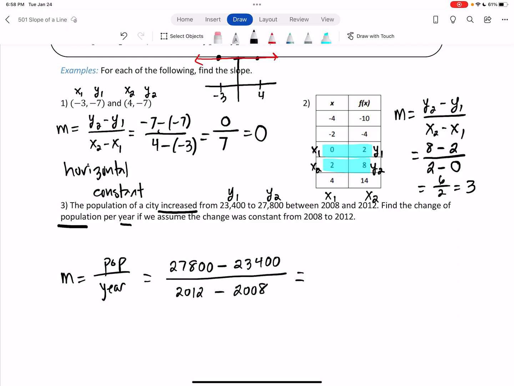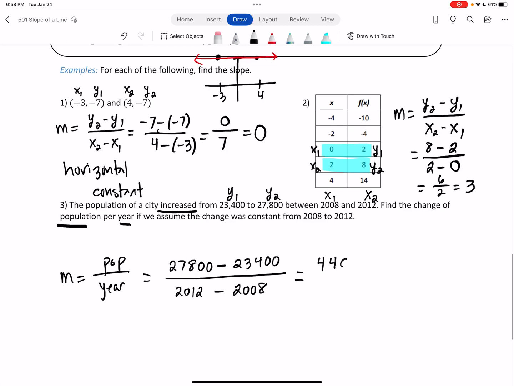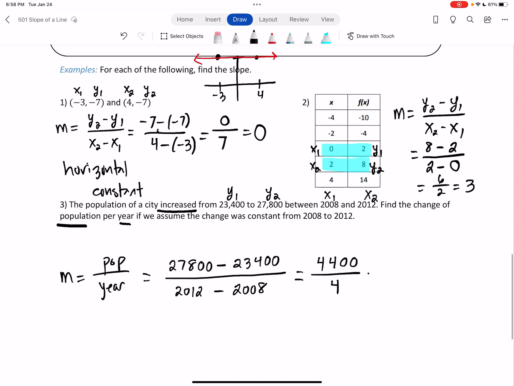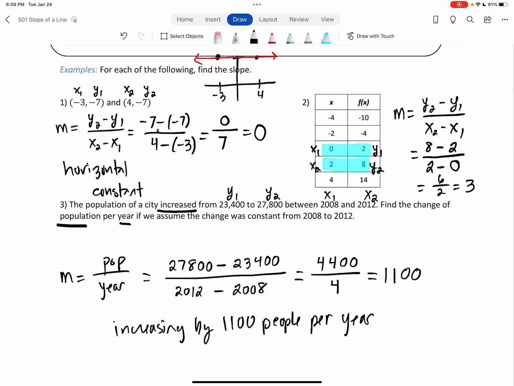So put that in your calculator. 27,800 minus 23,400 gives us 4,400. 2012 minus 2008 gives us 4. When we divide, we get 1,100. So the population was increasing. We got a positive number, by 1,100 people per year. I did the dividing out, right? So it's not per 4 years because I already divided. So this is 1,100 people per year.